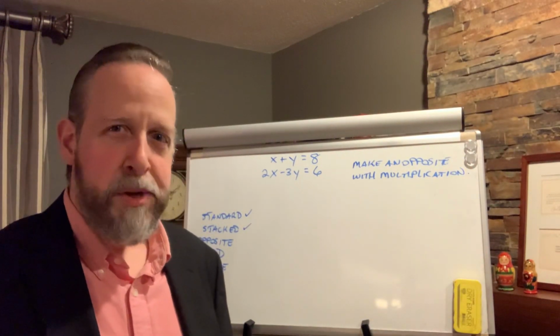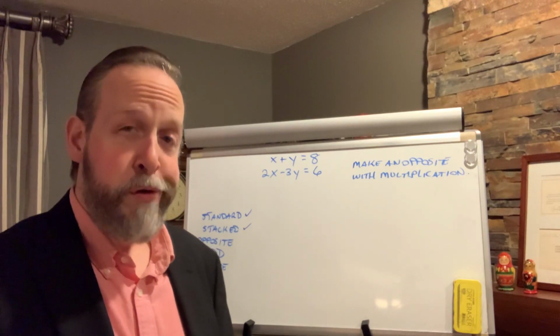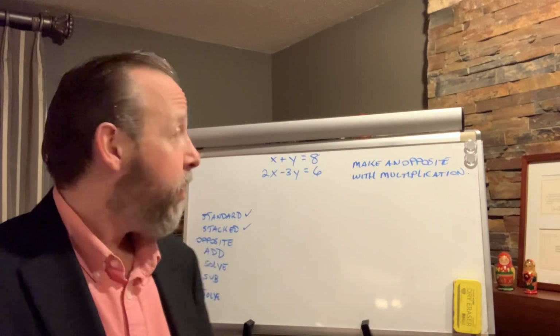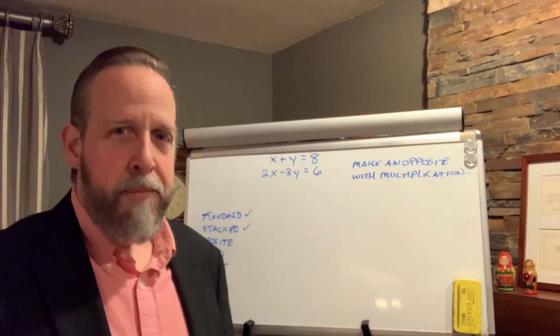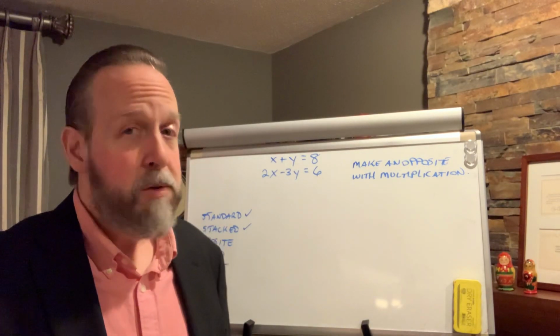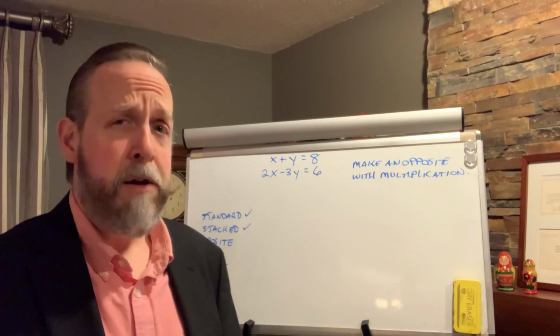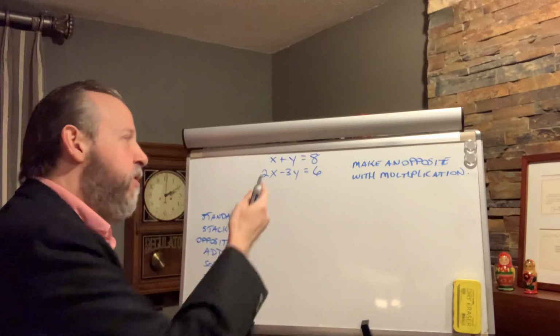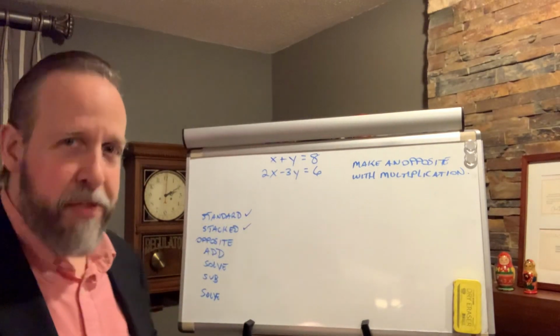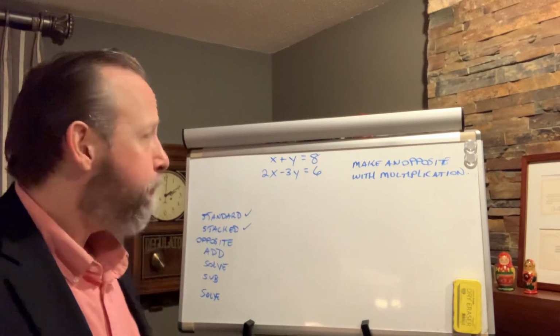Sometimes it's pretty evident which one you should use. Sometimes it's up to you. I just want to make one of those variable pairs opposites, either x or y. It really doesn't matter. I know that's a 1x and that's a 2x. I know I don't want that. I want to have opposites.